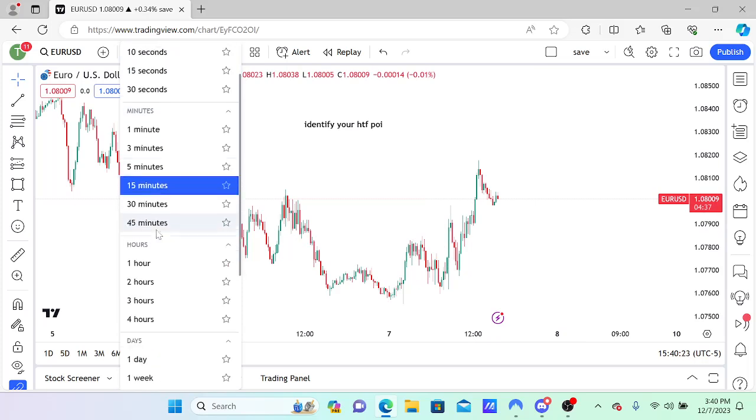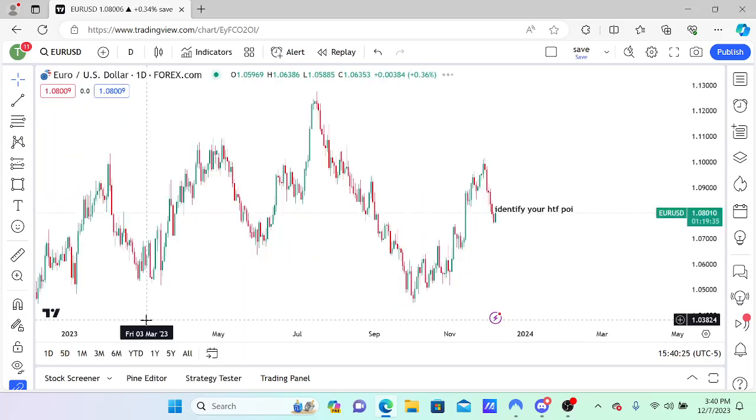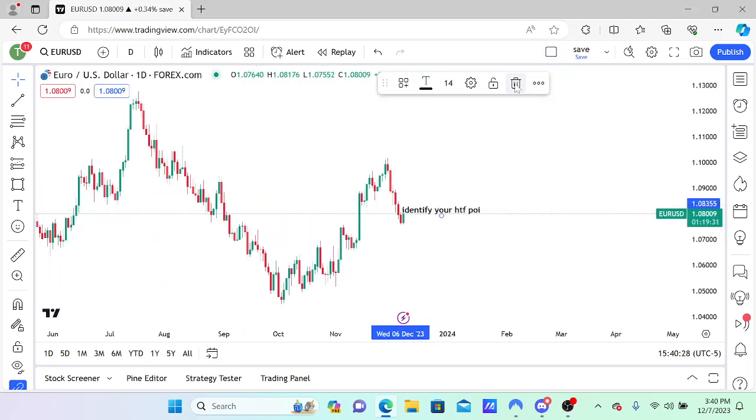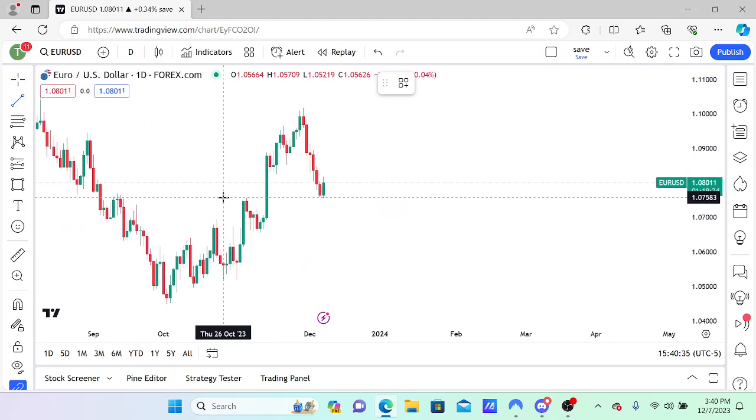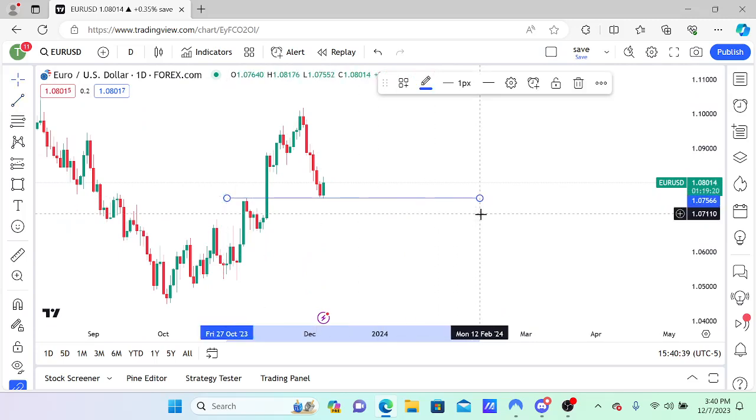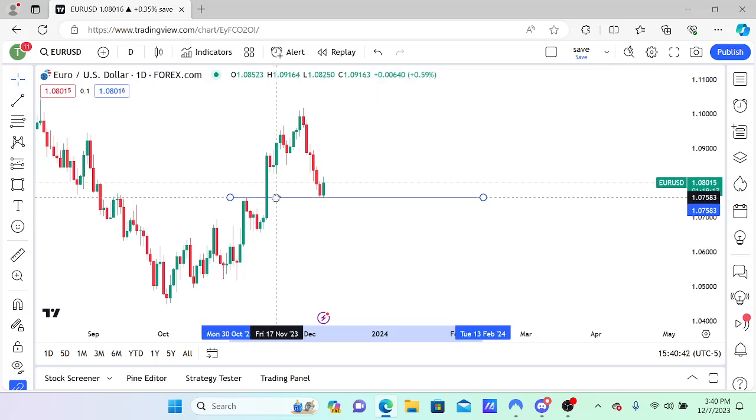So go to the daily chart, and I posted this yesterday in my free Discord chat as well, and I brought this level to your attention. Look right here, we have this old high right here. See this? This is our higher time frame point of interest. This is a level of support, guys. Look at that. That is a higher time frame level right there that it tested on the daily chart. That is a significant level.